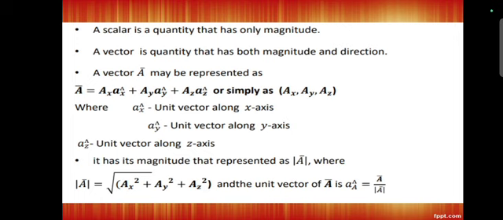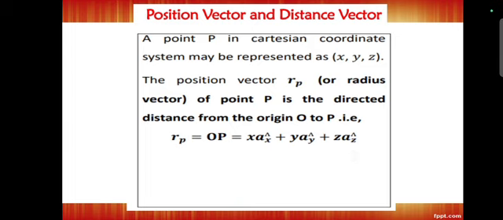It has a magnitude that is represented by modulus A. Modulus A is represented as the square root of Ax square plus Ay square plus Az square, and the unit vector of A, a_A, is equal to A divided by modulus A.